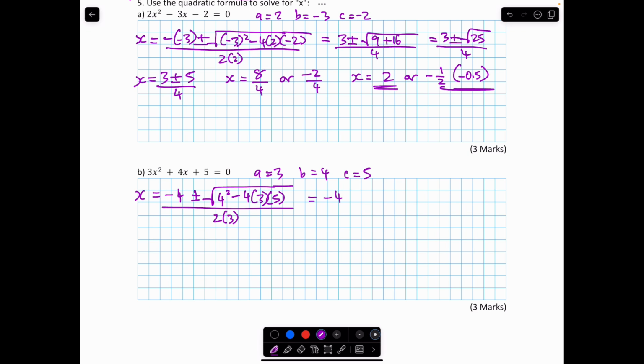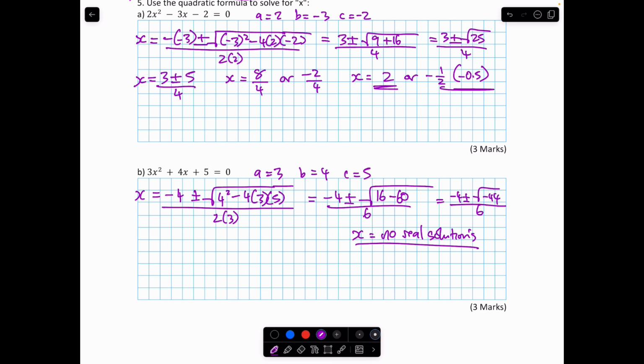What is that? -4 plus or minus 16, minus 12 times by 5 is -60. Over 6 equals -4 plus or minus. You're trying to square root a negative number, which you cannot do. So then immediately you would write x is no real solutions for that one.